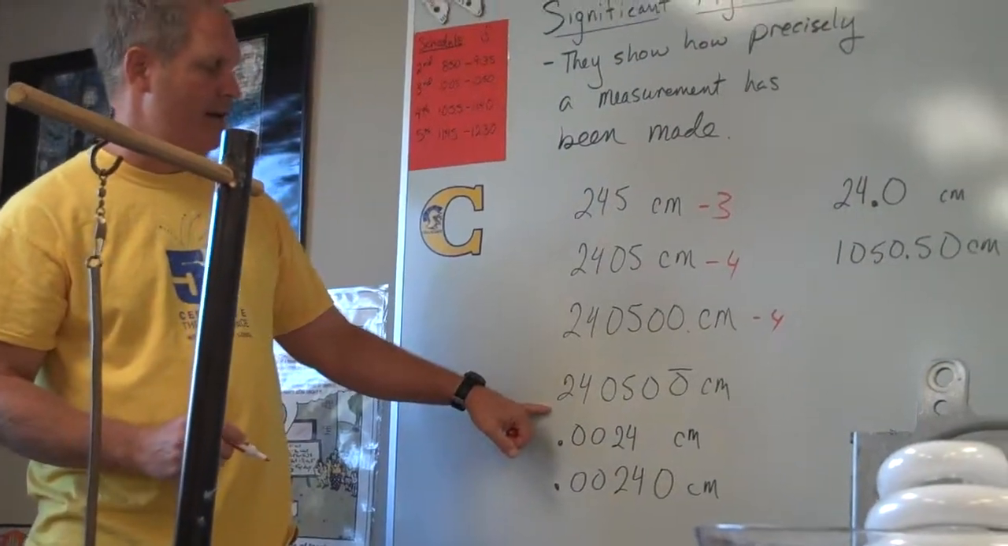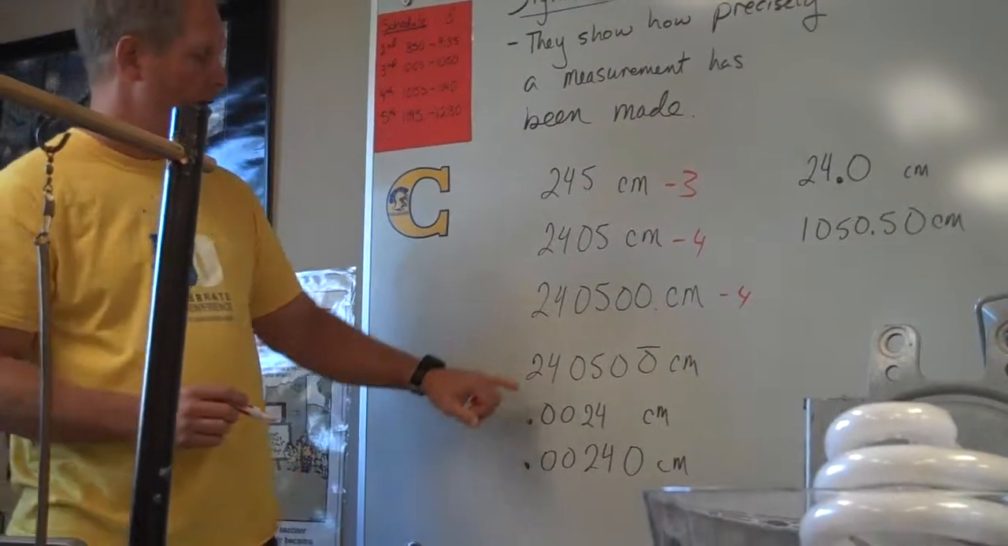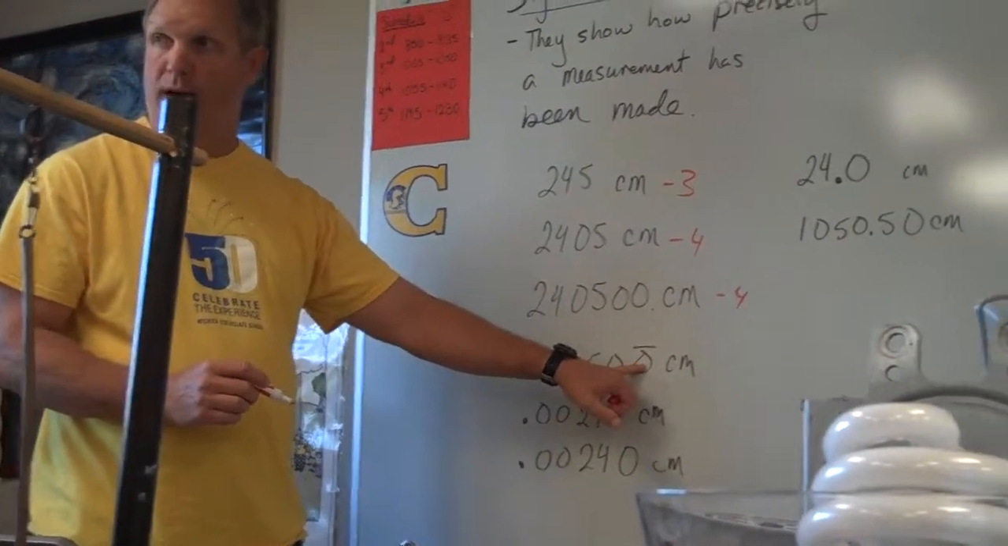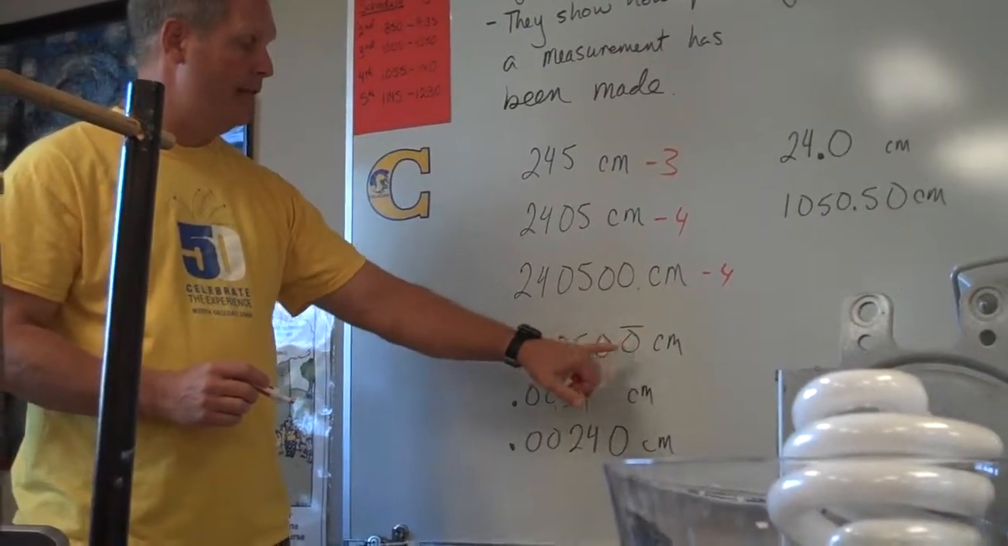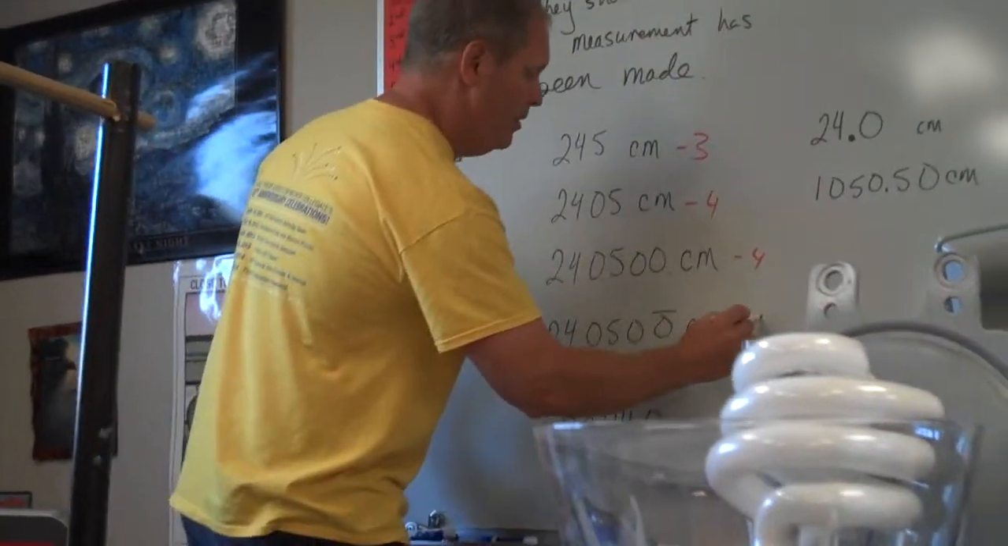What about this number right here? What if I put a bar over that 0 right there? Okay? So that 0 counts now, right? So if that 0 is significant, then that means that one is too. So there would be 6. Good. Boy, y'all are good.